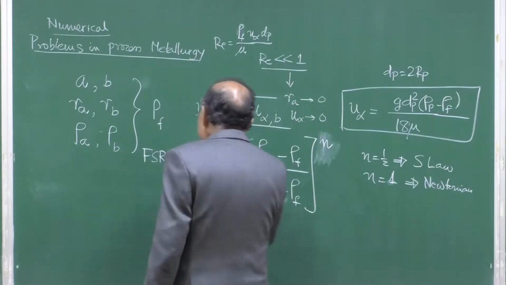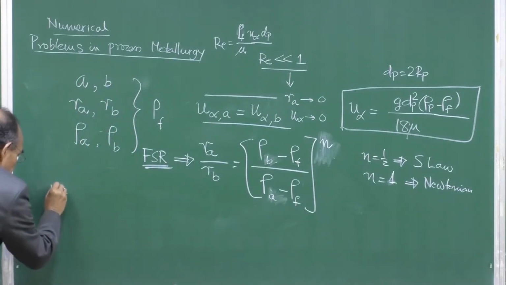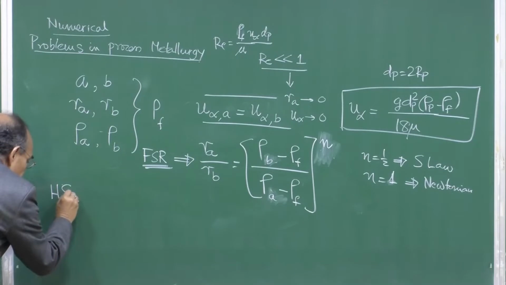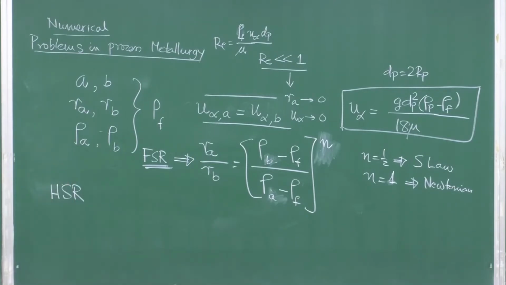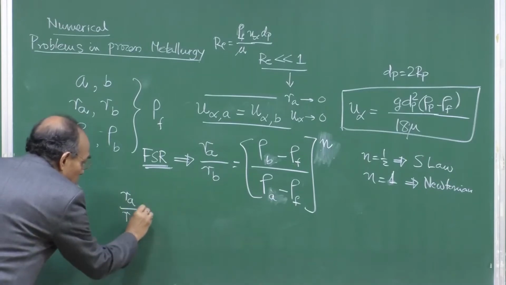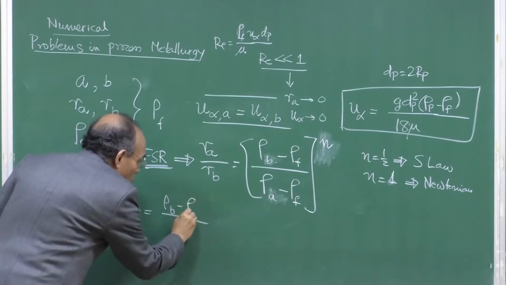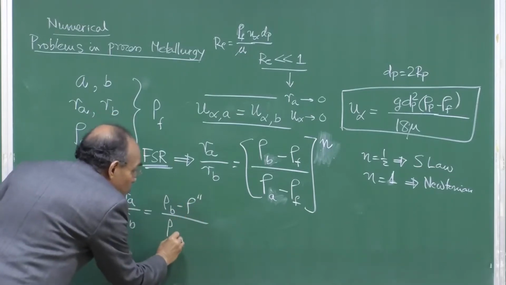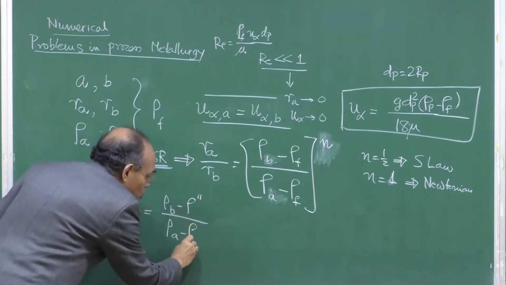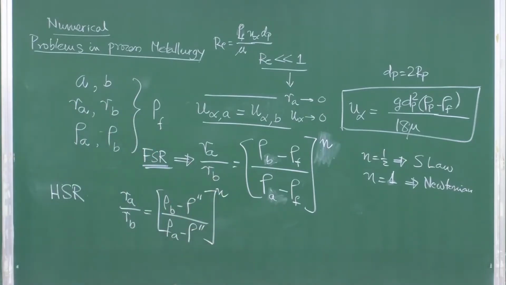And there is another term, as opposed to the free settling ratio, called the hindered settling ratio, HSR. FSR is the free settling ratio, HSR is the hindered settling ratio. The only difference is that the hindered settling ratio is calculated on the basis of rho double prime. And what is that rho double prime? That rho double prime is called the pulp density.